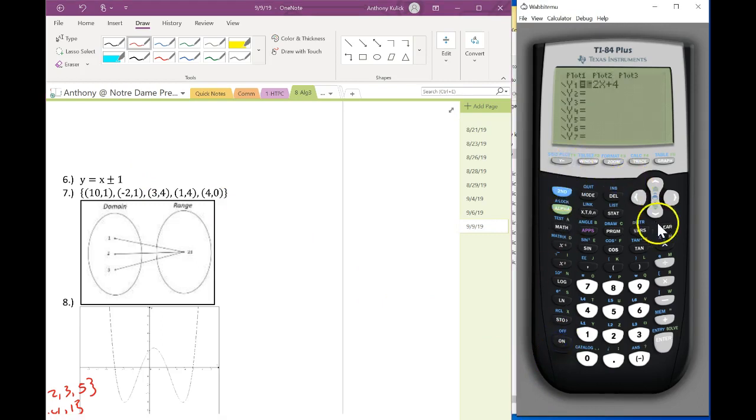Well, it's easy. All we're going to do is type it in as 2 lines on our calculator. So I'm going to type in x plus 1. X plus 1. And I'm going to type in x minus 1.